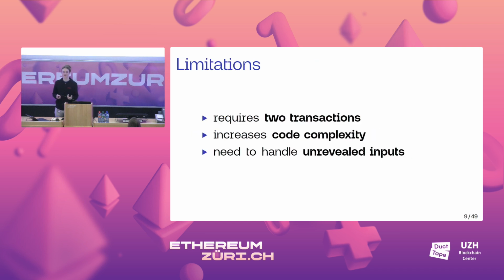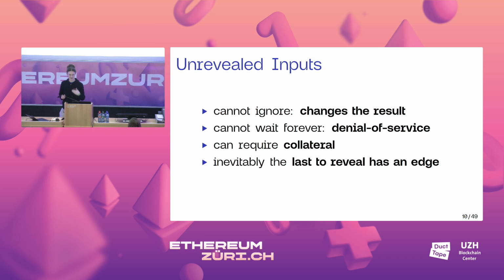Now, there are limitations if you study these protocols to doing it in smart contracts. The first one is that it requires two transactions always and a waiting period in between. And it increases code complexity because you have to keep track of everything in a custom way. And you need to find a way to handle unrevealed inputs. This particular problem doesn't have really a good solution because if someone doesn't open their envelope and they're the only one who can open it, maybe you ignore them, but that changes the result. But if you wait for them, you get denial of service.